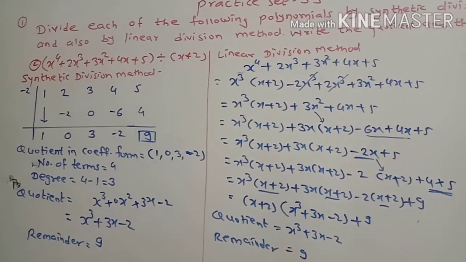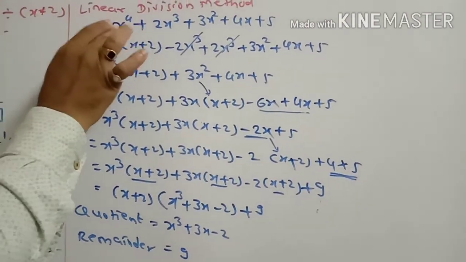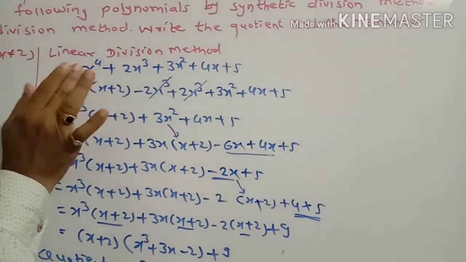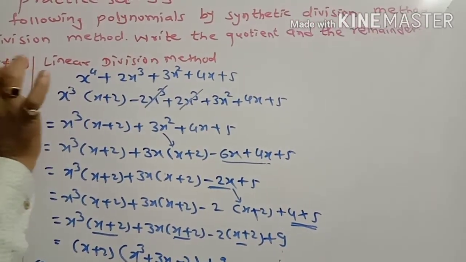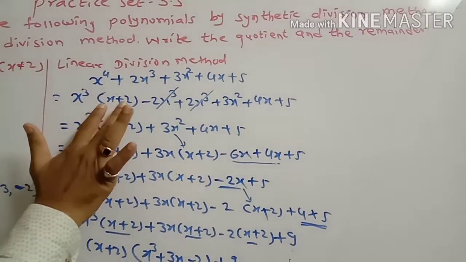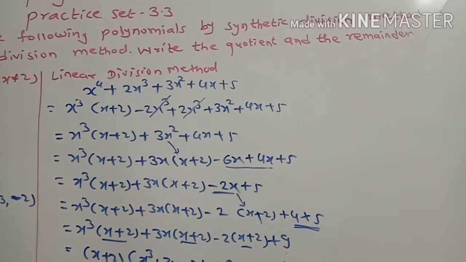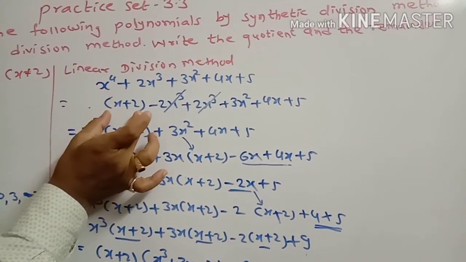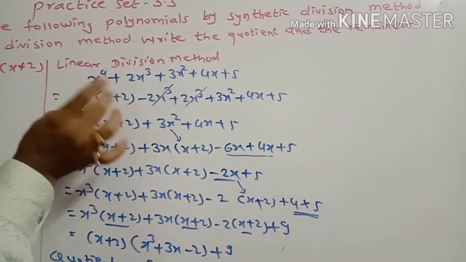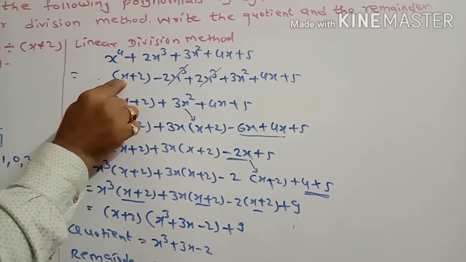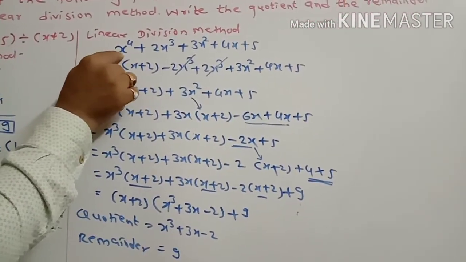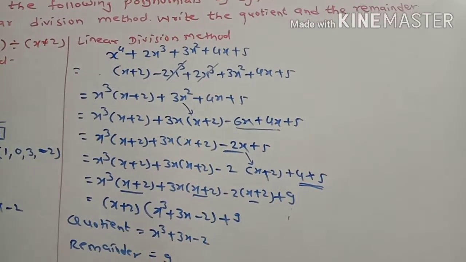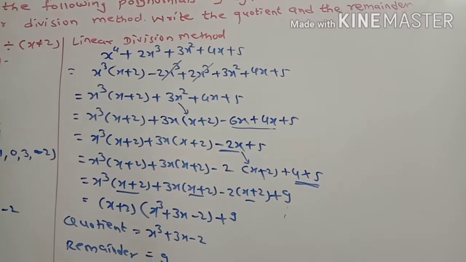Again we take the linear division method: x raised to 4 plus 2x cube plus 3x square plus 4x plus 5. Now, solving by the linear division method, firstly write the divisor. Then from the first term, the remaining term is written before the bracket. Firstly write the divisor, x plus 2. Then from the first term, we take x as common in the bracket. The remaining term of x raised to 4 is written before the bracket. From x raised to 4, x gets common. The remaining is x cube. Therefore write x cube before the bracket.